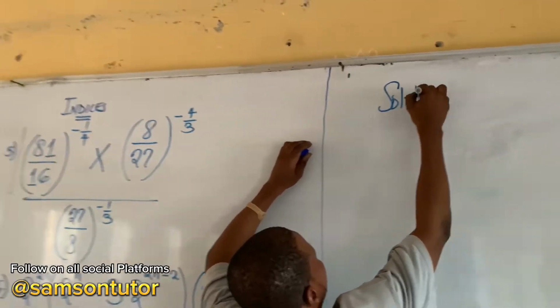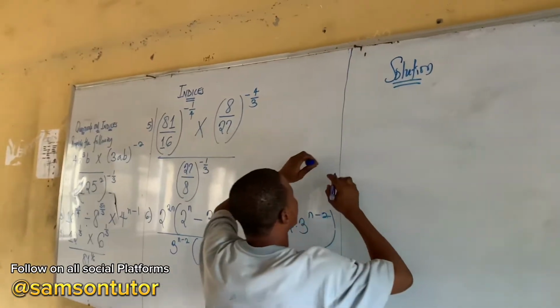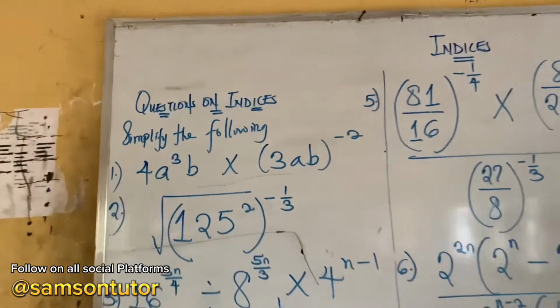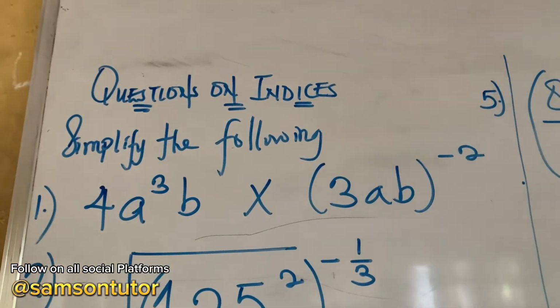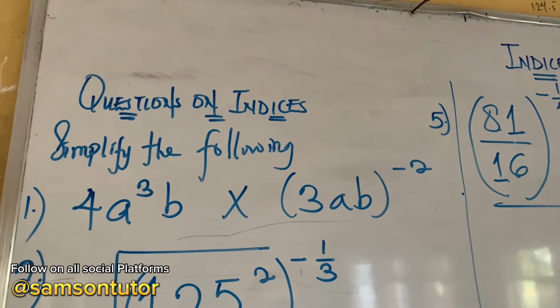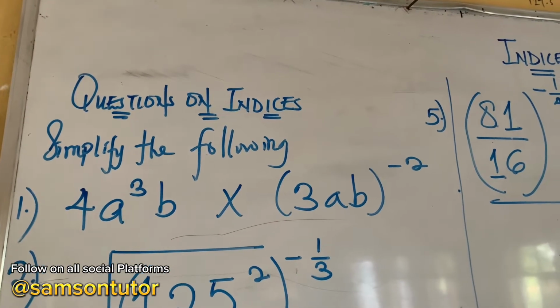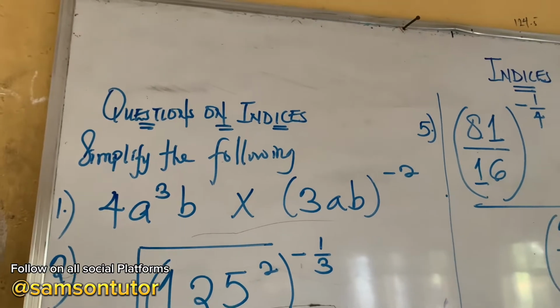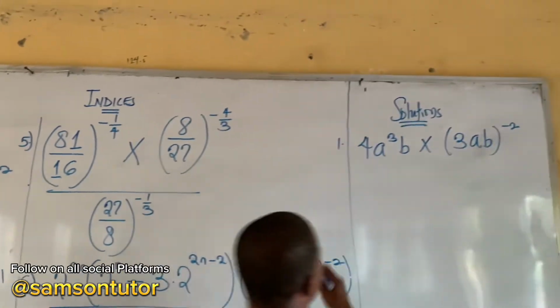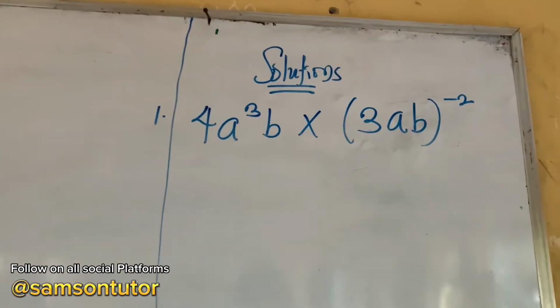Of these questions on indices. Now, solutions. The first one, we have 4a raised to power 3b times all in bracket 3ab raised to power minus 2. Now, let's solve these questions. We have this question here.